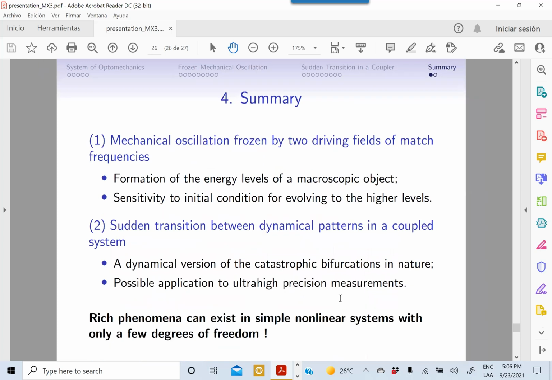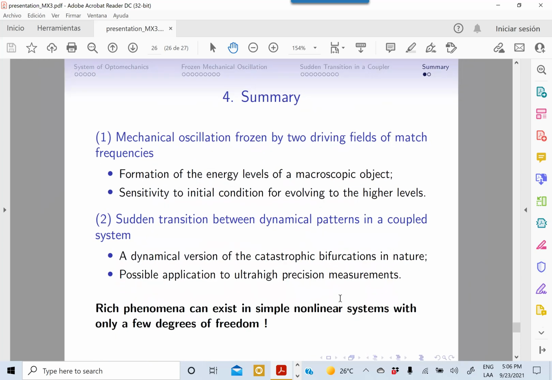In this talk, we checked 2 dynamic phenomena. One is about mechanical oscillation frozen by 2 driving fields with matched frequency. We saw that the mechanical oscillation of one mirror, a macroscopic object, can be quantized. Also, the evolution to the high level is very sensitive to initial conditions. This is something quite unexpected.